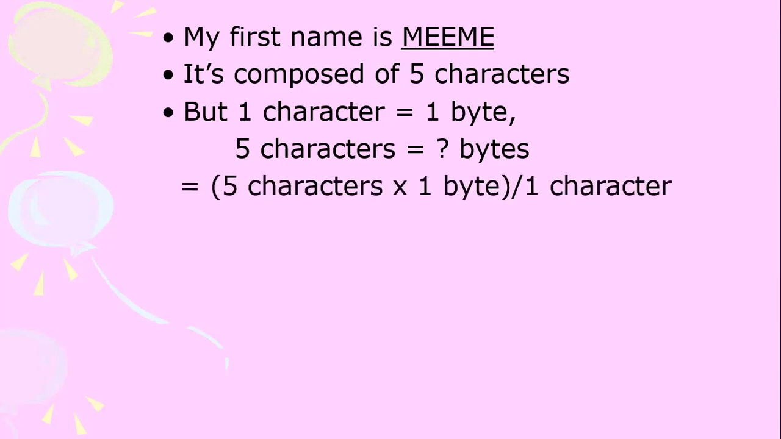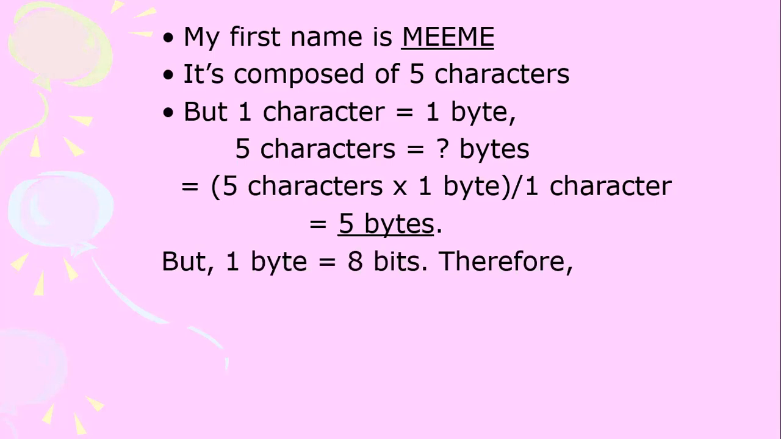You multiply the number of characters with 1 byte divided by 1 character. In my case, it will be 5 characters times 1 byte divided by 1 character. The character and the character will cancel each other. And therefore, we shall be left with 5 bytes.